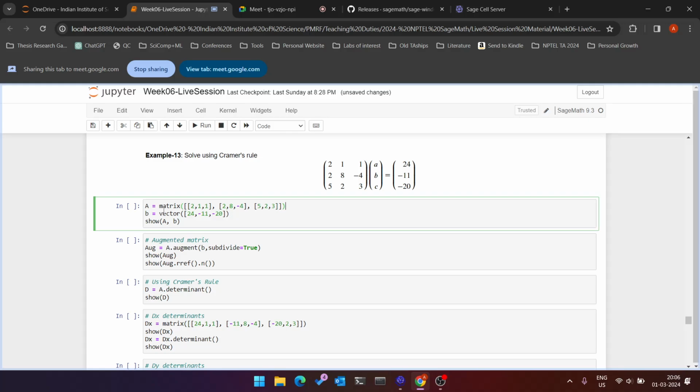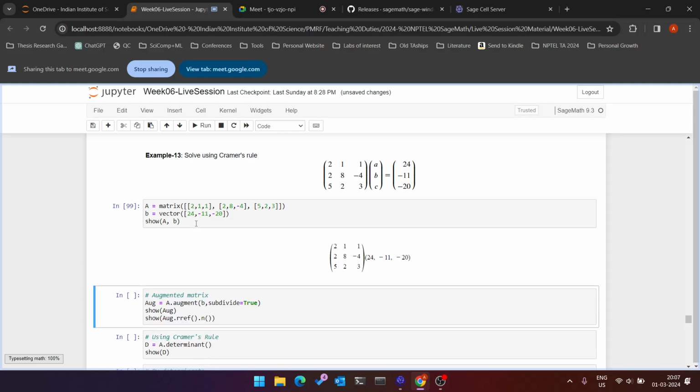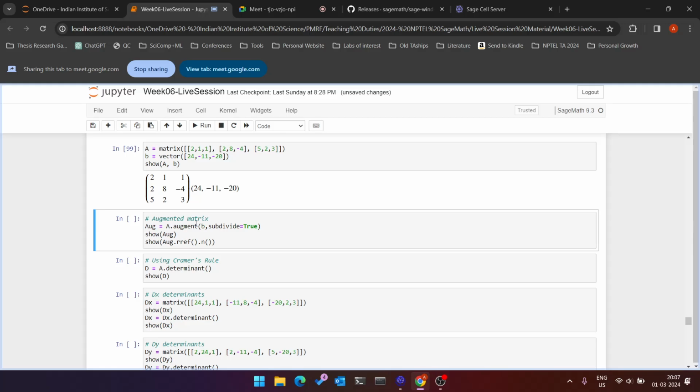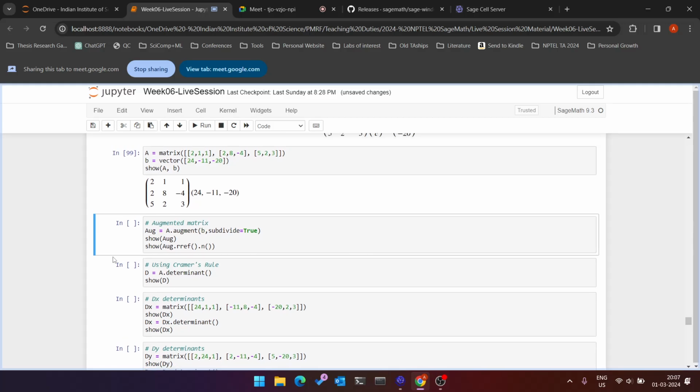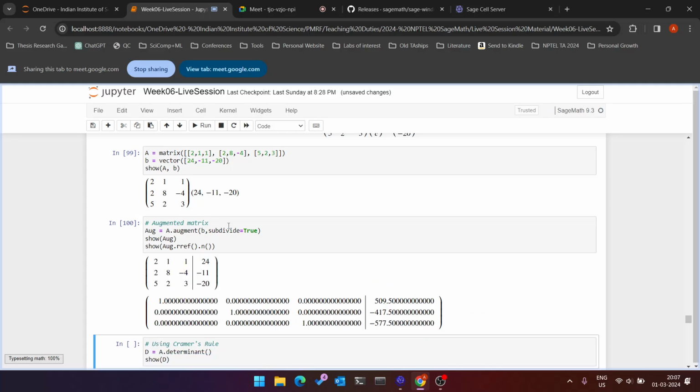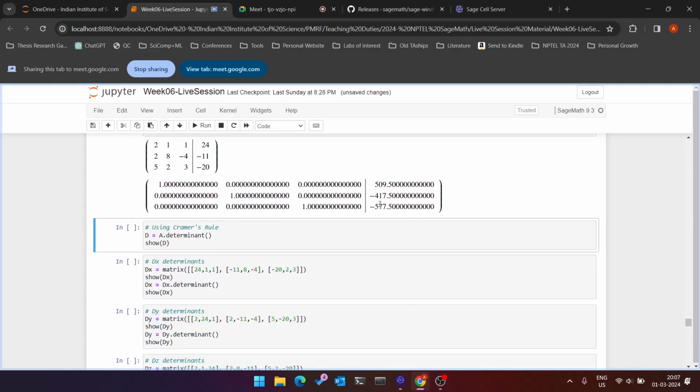So I'll first define my coefficient matrix A and my right hand side vector B. From this, I'll again look at the augmented matrix, sorry, the row reduced echelon form once to verify our solution. So I'm augmenting B to matrix A and calculating the row reduced echelon form. So this is what it looks like. It seems that my values of A, B, and C would be 509.5, minus 417.5, minus 567.5.